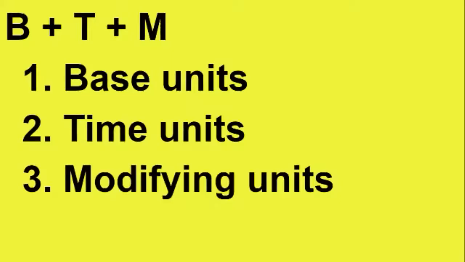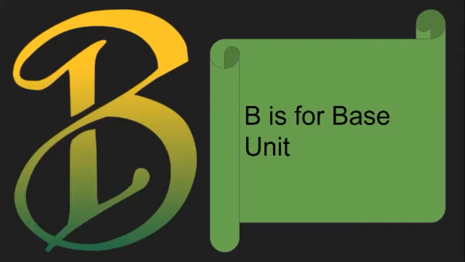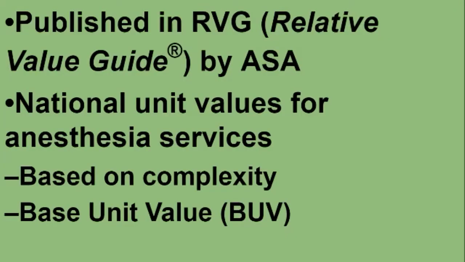B plus T plus M. Base units plus time units plus modifying units. So we're going to start with B. B is for base unit. The base units are published in the RVG, Relative Value Guide, by the ASA. So what does ASA stand for? It stands for the American Society of Anesthesiology.